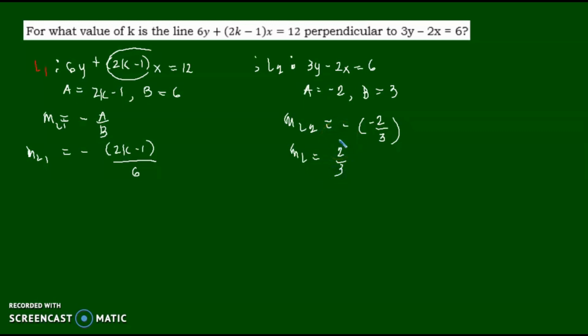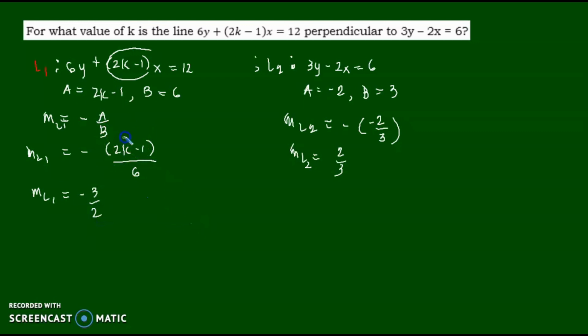Remember, the two lines are perpendicular. So what is the slope of line 1 if the slope of line 2 is 2/3? So, get the negative reciprocal of 2/3, which is equal to negative 3/2. So that is the slope of line 1. So line 1, slope of line 1 is equal to negative 3/2.